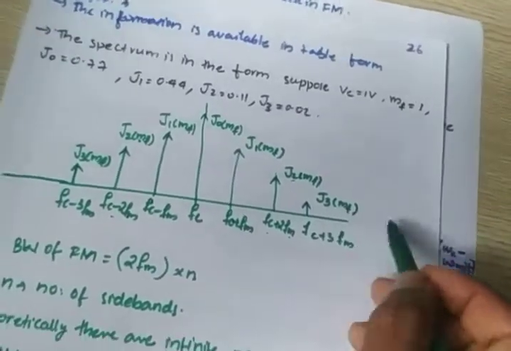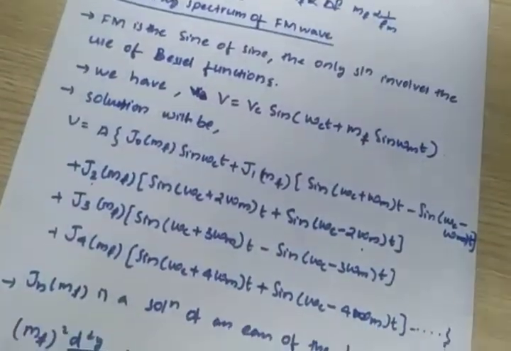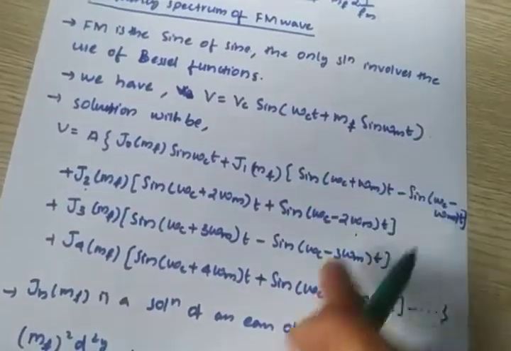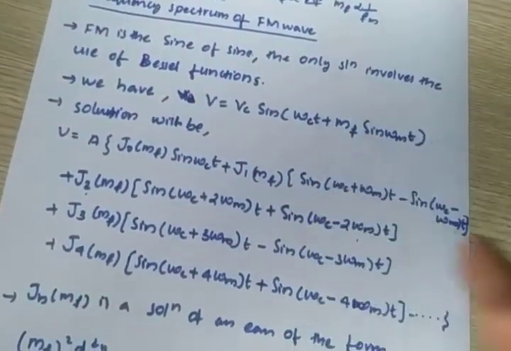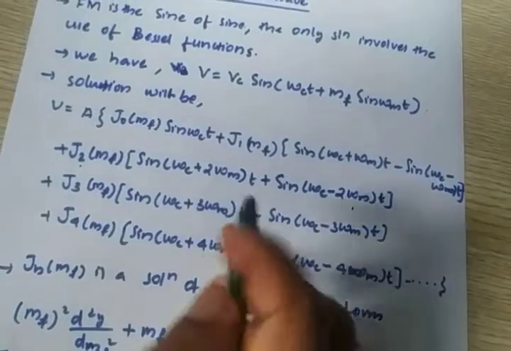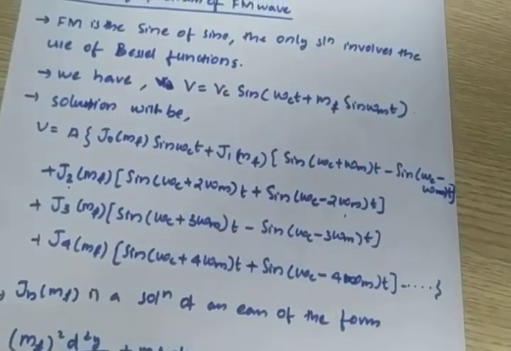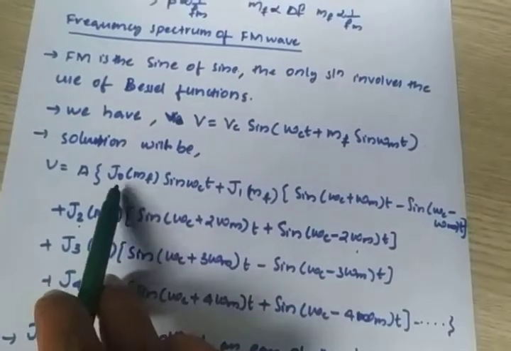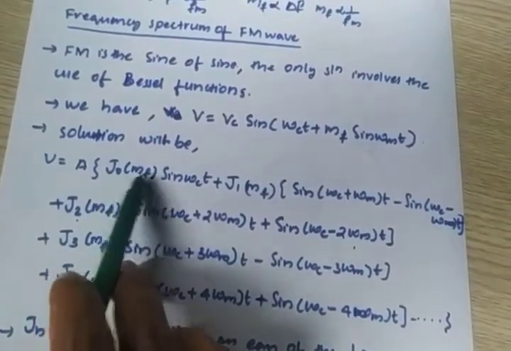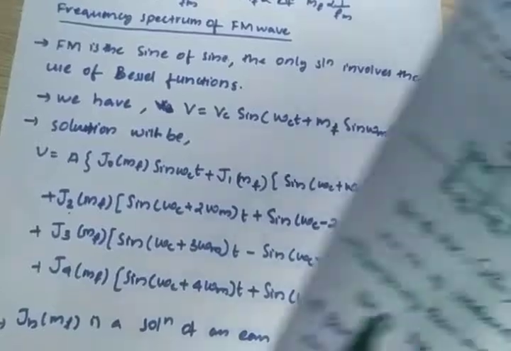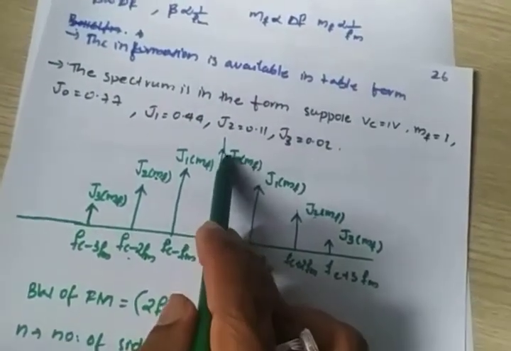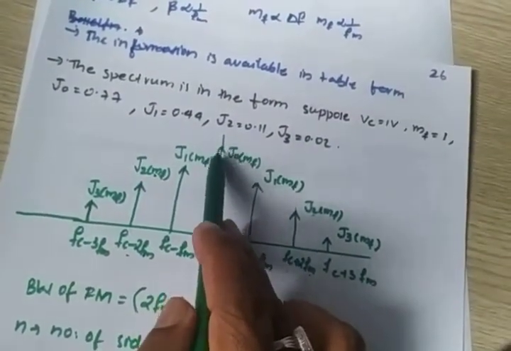So actually there are an infinite number of sidebands. Why? Because if you solve the sine of sine function with the help of the Bessel function, you will get a carrier and an infinite number of sidebands. So the question is, how will you get these coefficient values? You need the coefficient values, and only then can you draw the amplitudes.